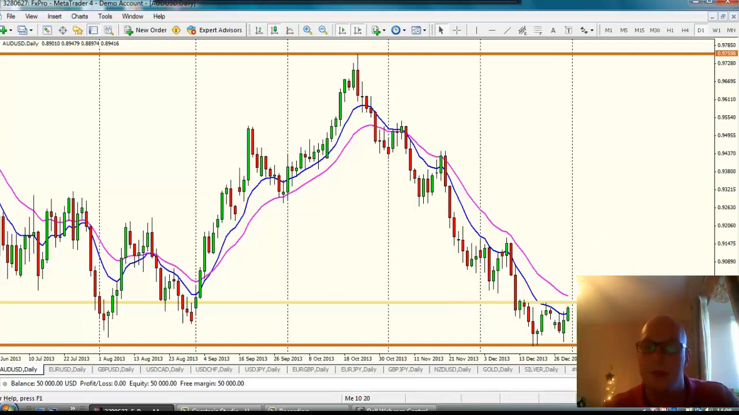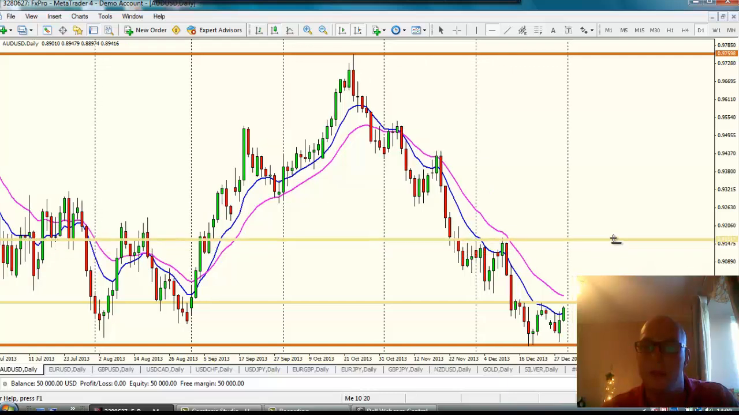I will then put another level there, which I think could be another key level, but at the moment price is yet to get above this first resistance area here.